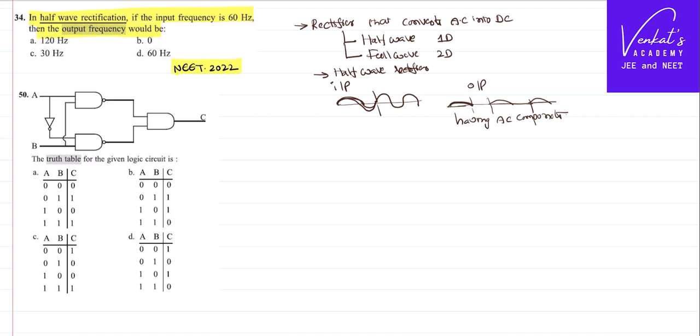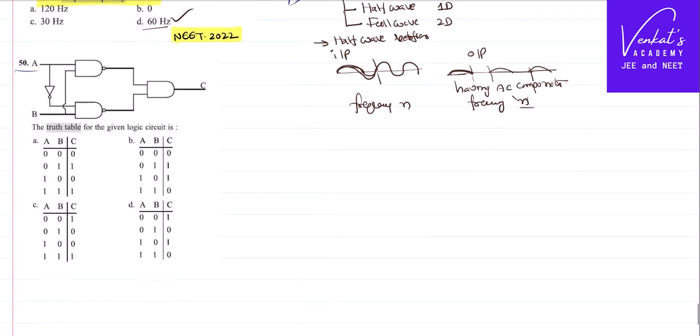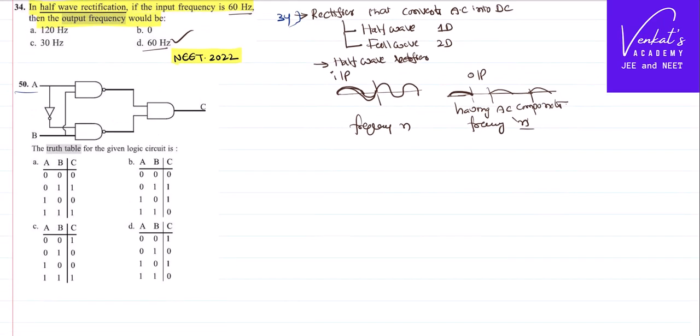So if the input has a frequency n, the output also has a frequency n. As the input frequency is 60 Hz, the output frequency is also 60 Hz. That's how we solve that simple question. That is question number 34. Now let us solve the last question that is available, question number 50.